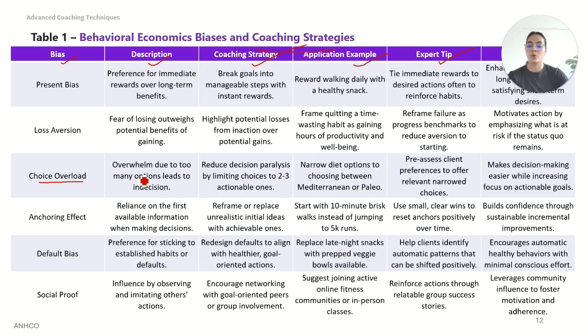Now these basically overwhelm due to too many options, leading to indecision. A coaching strategy you can use is to reduce the decision paralysis by limiting the choices to 2 to 3 actionable ones only. They could be the top 2 to 3. Application example is that you can narrow the diet options to choosing between Mediterranean or Paleo.